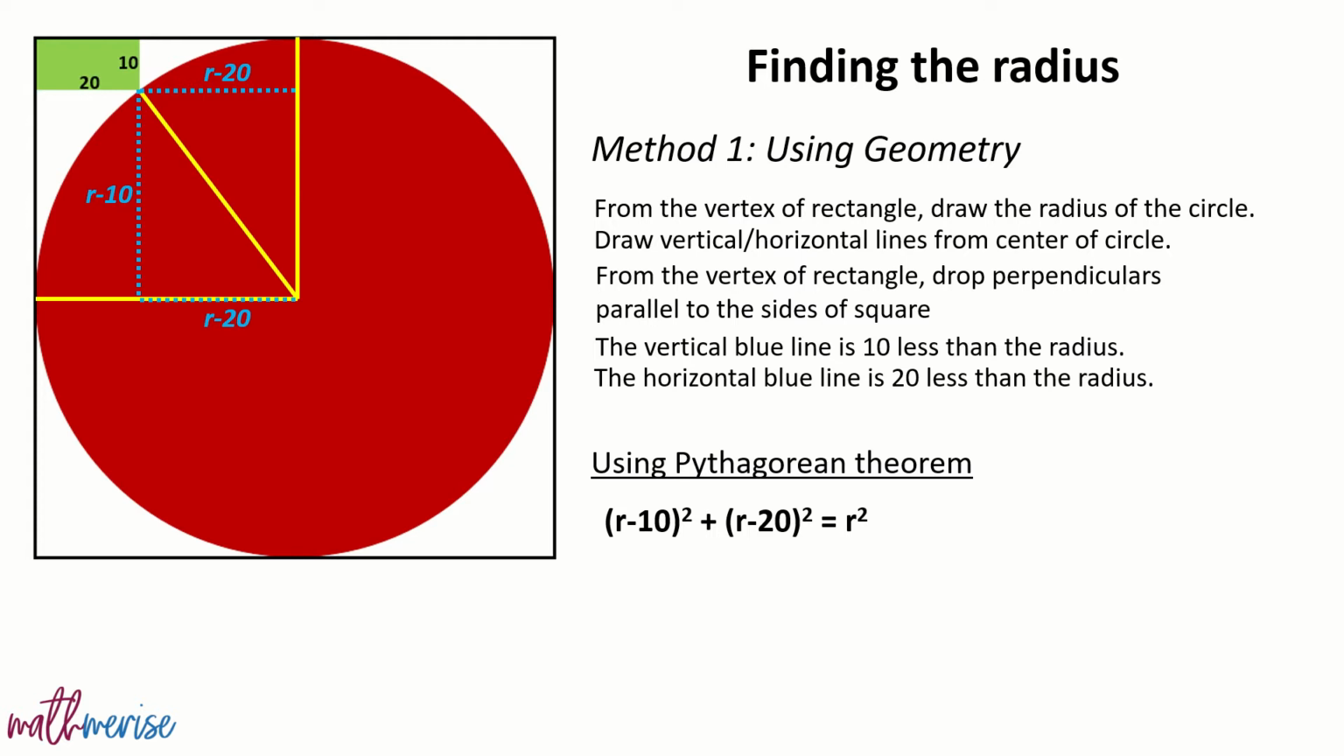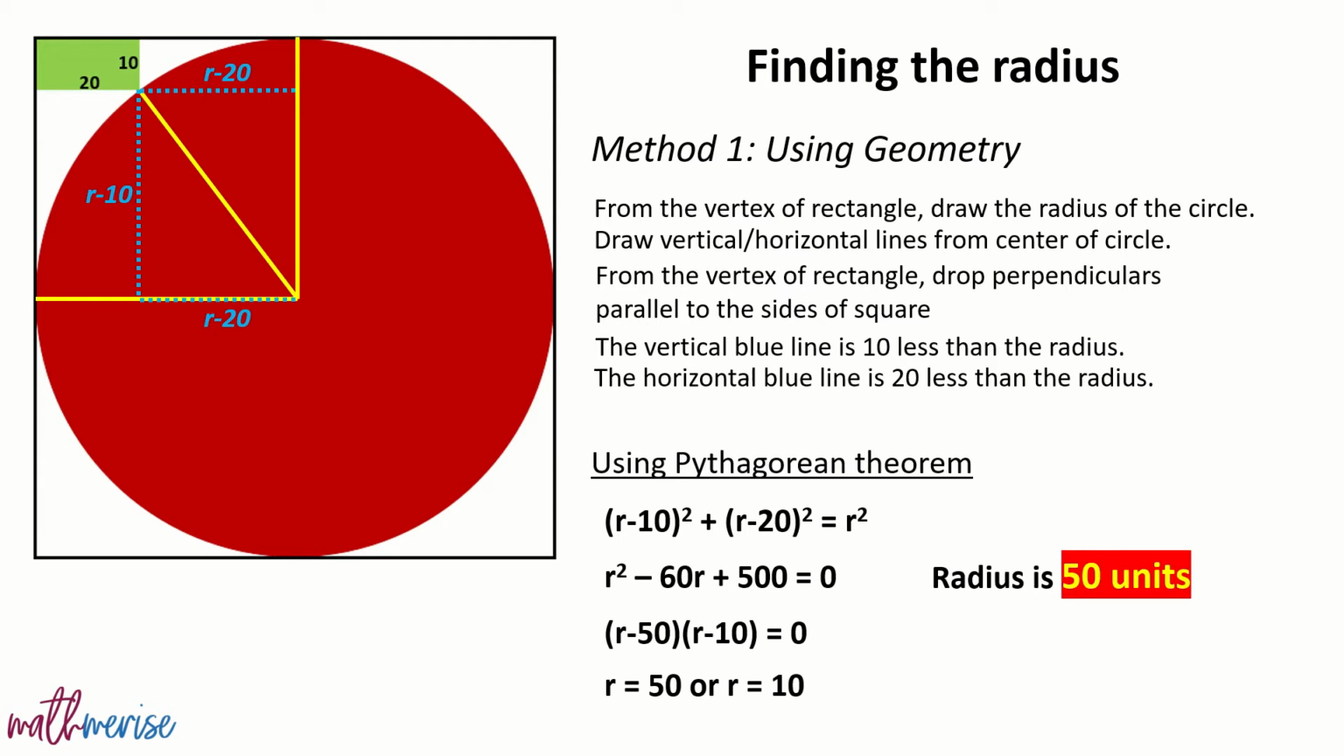Therefore, (r minus 10) whole squared plus (r minus 20) whole squared is r squared. If we simplify it, we get r squared minus 60r plus 500 is 0. On factoring it, we get (r minus 50)(r minus 10) is 0. Here, either r should be 50 or r should be 10. The length of the horizontal blue dotted line is r minus 20. If we consider r as 10, this makes the length of the blue dotted horizontal line negative 10, which is not possible. So we consider that the radius is 50 units.